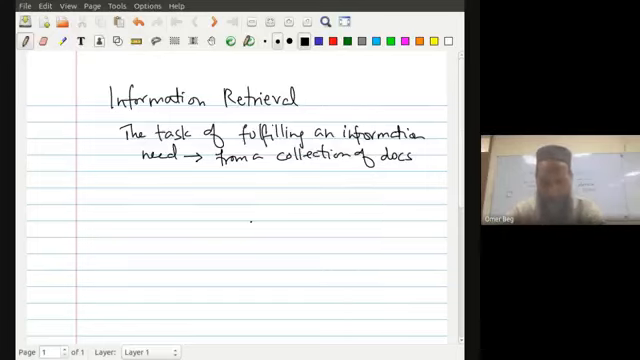So essentially, we have a query of sorts, and we have a bunch of documents, and we are trying to fulfill the needs of that query. So we are interested in retrieving required information from a huge collection of text documents, and that's where NLP comes in. So for example, web search is a form of information retrieval.